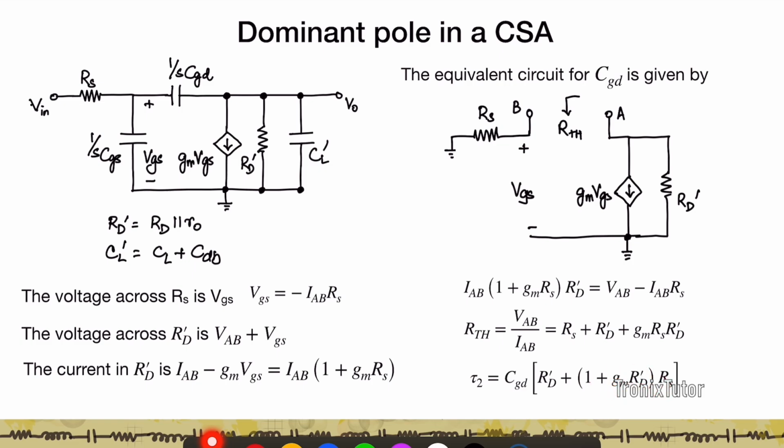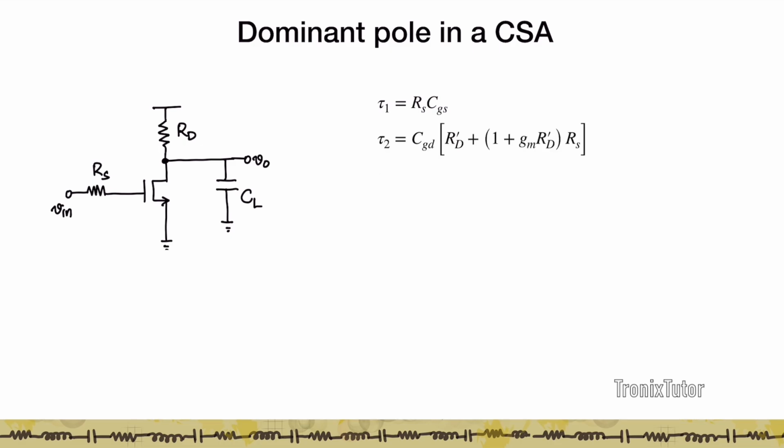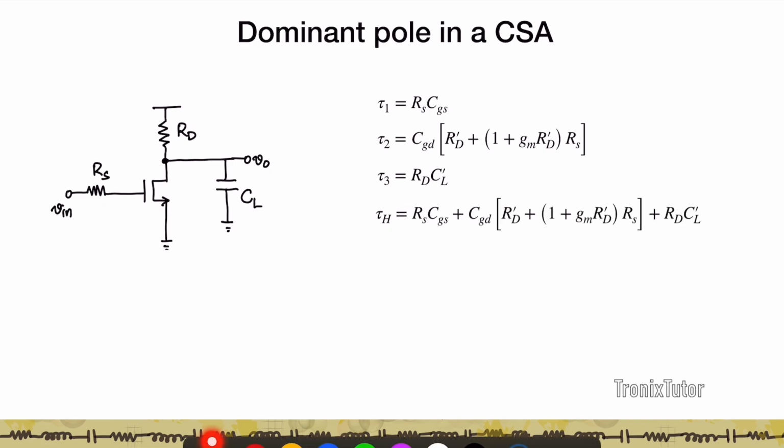Right? And so now if I look at the dominant pole for this common source amplifier, my tau 1, which is the time constant associated with CGS, is RS CGS. This is the time constant associated with CGD, and this is the time constant associated with CL prime. And so if I look at the dominant pole, the total time constant is essentially going to be the sum of these three time constants.